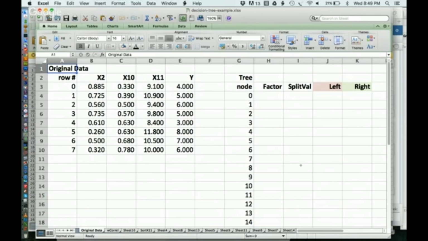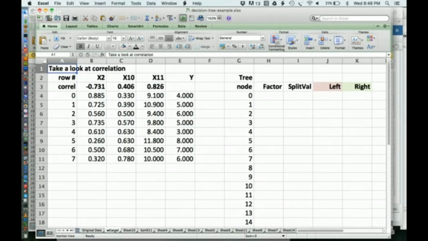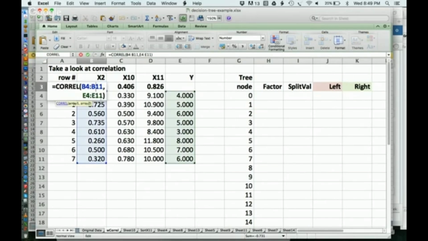What's going to be our root node? And another way of putting that is, what is the most information providing factor? So one way to do that is to use correlation. Each value along the top here represents the correlation of this column of data with Y, with our labels. And I just use the Excel correlation function here. So CORREL, short for correlation, of this column with that column.